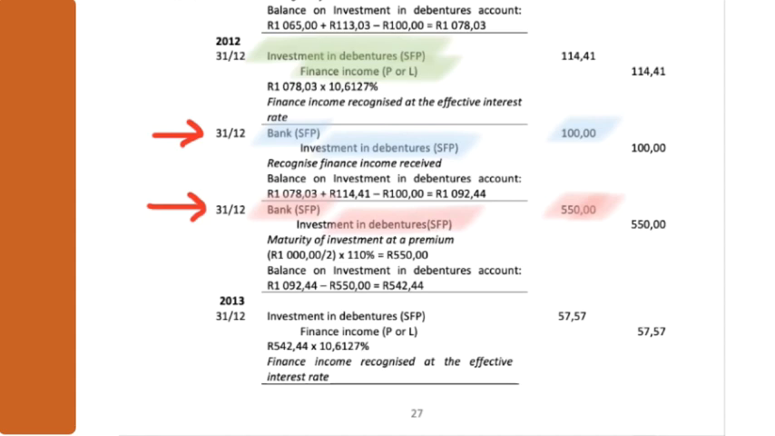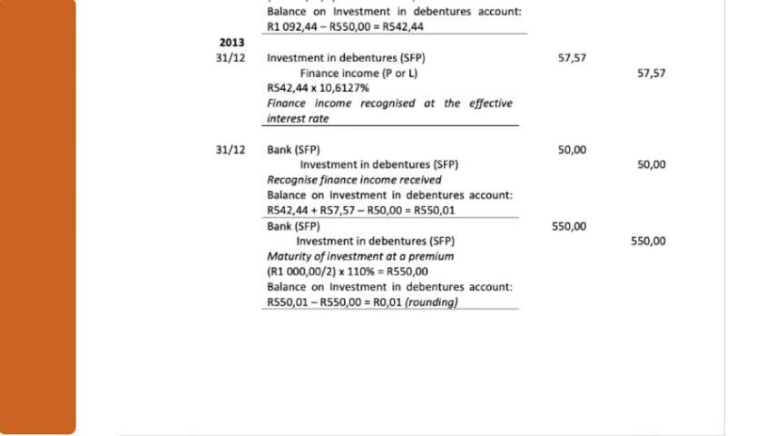Now we can again calculate the remaining balance in this T account. Where we started at the beginning of the year, then we added the interest that accrued, we deducted the interest paid, and we deducted the capital payment. What is left in our debenture account, the balance at the end of the year, is 542 Rand and 44 cents.